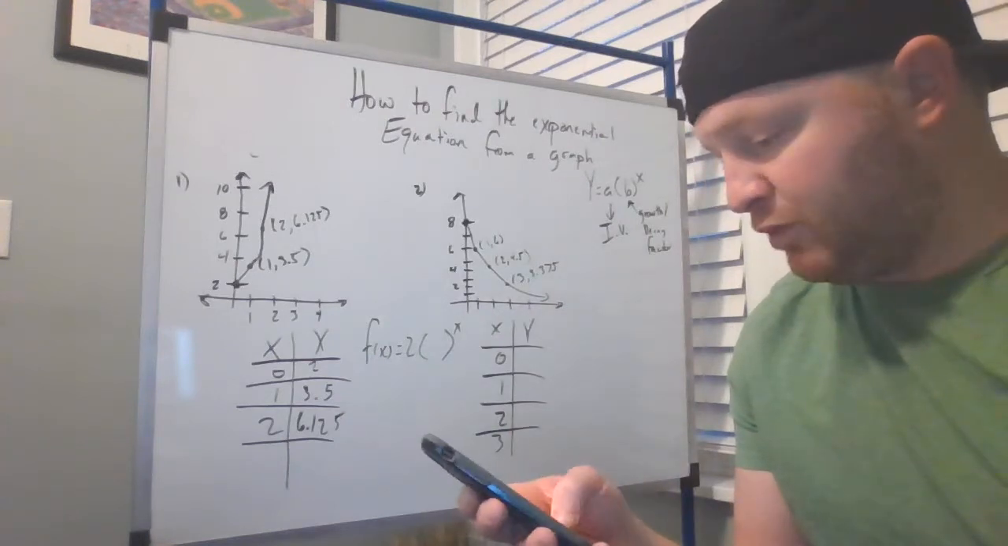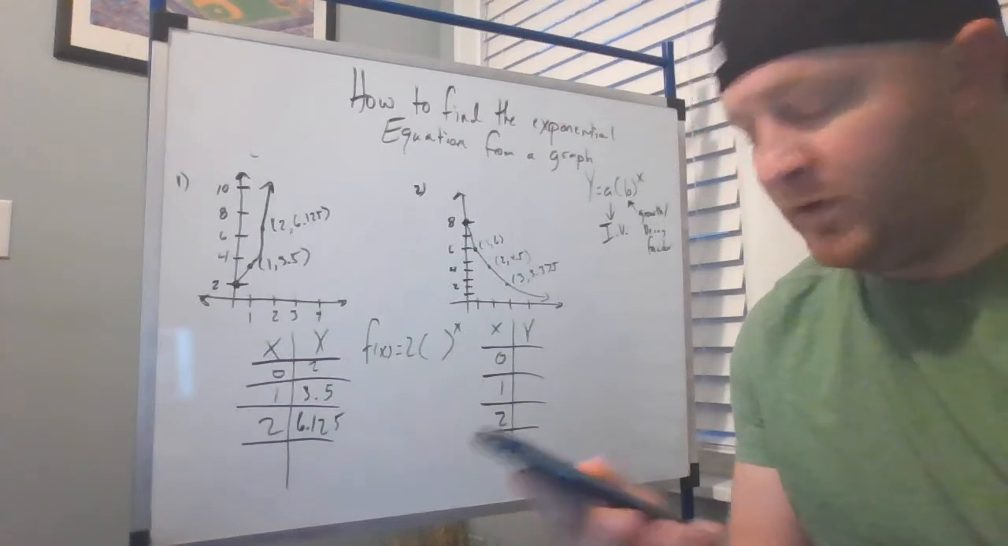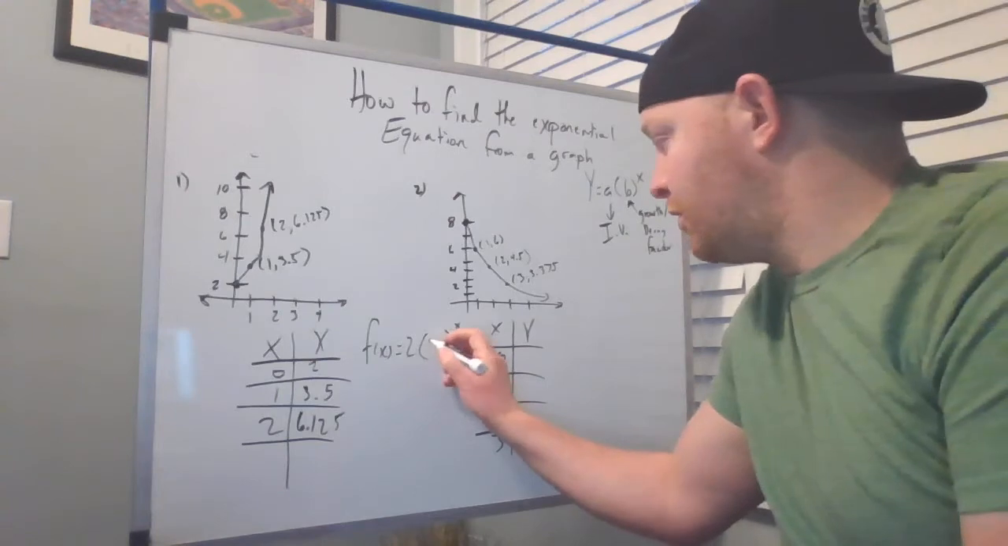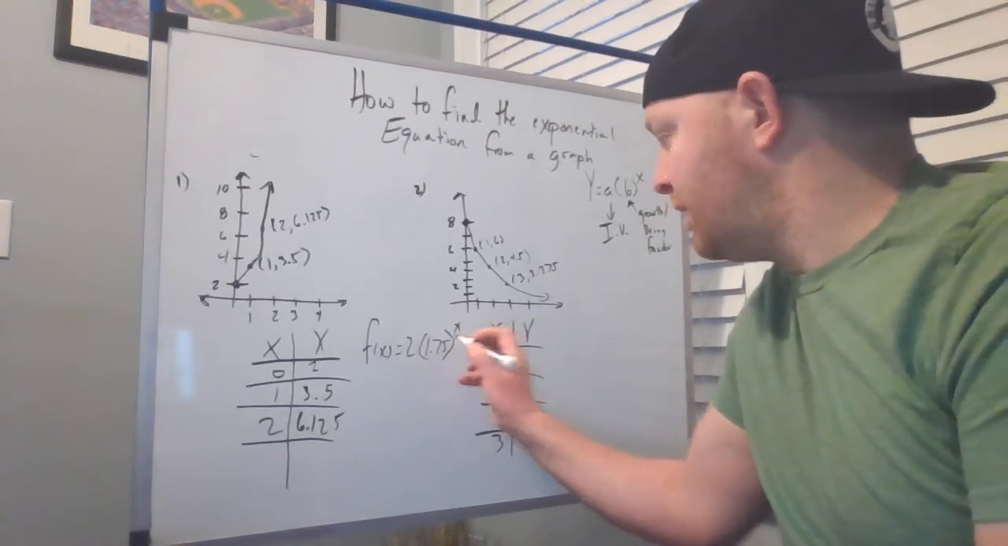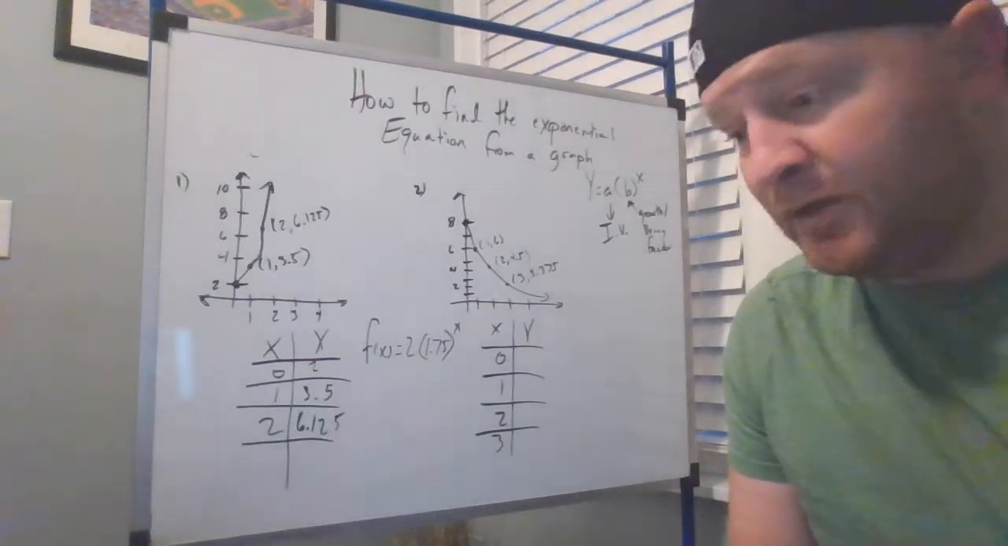Let's go to 6.125 divided by 3.5, and you also get 1.75. So your growth factor is 1.75. Okay, so that's really all you got to do.